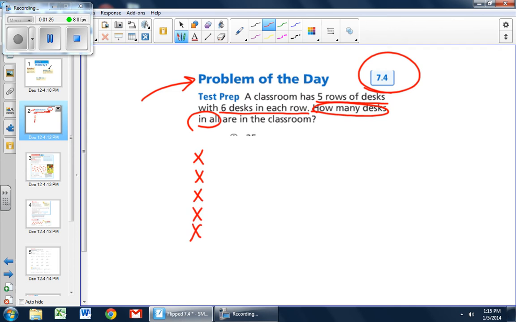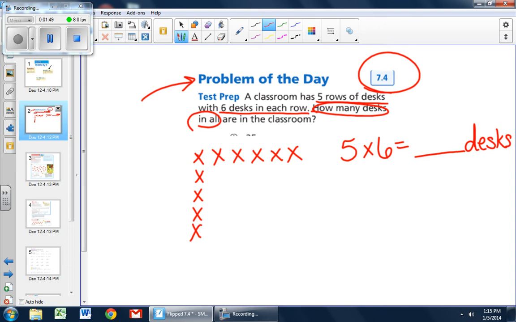So there's my 5 rows. Each row is going to have 6. So there's 1, 2, 3, 4, 5, 6. If you're going to make an array, you can finish that. To do it in a written out math problem, you can do 5 times 6. Tell me what that is, and don't forget to label. Okay. Moving into our lesson.